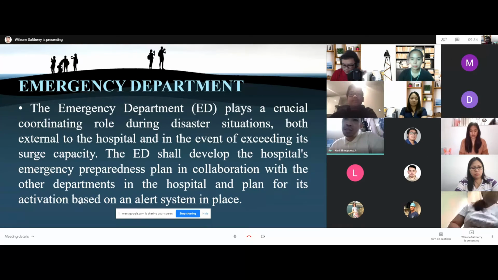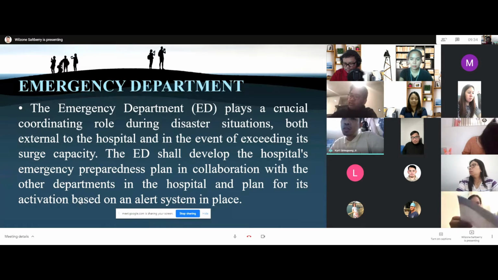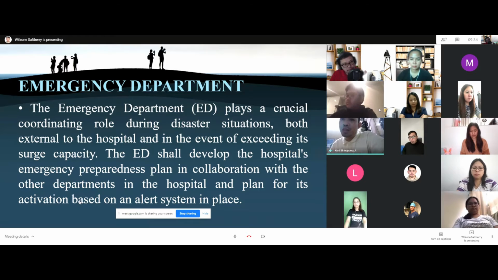Next slide, please. Emergency Department. The Emergency Department plays a crucial coordinating role during disaster situations, both external to the hospital and in the event of exceeding its surge capacity. The ED shall develop the hospital's emergency preparedness plan in collaboration with the other departments in the hospital and plan for its activation based on an alert system in place.